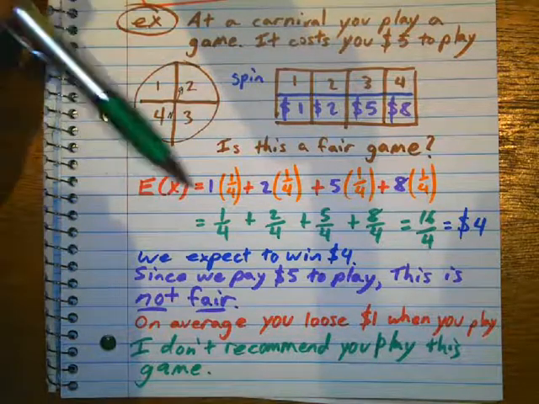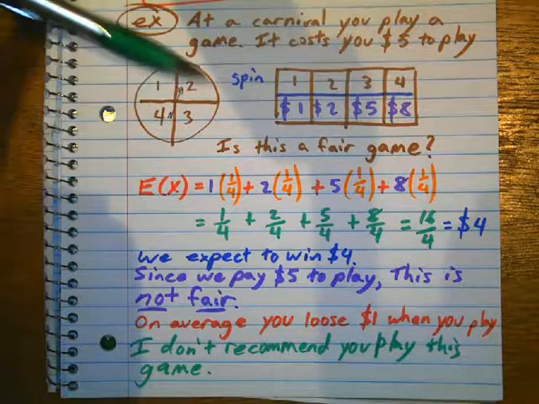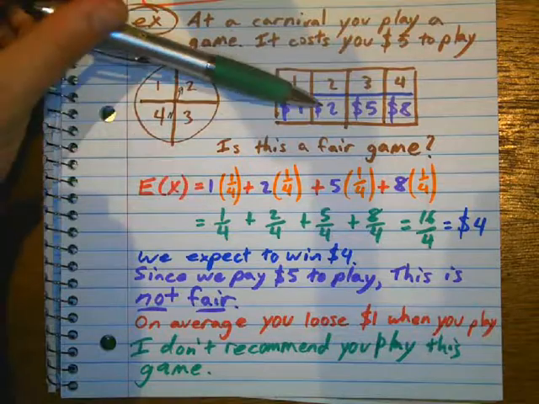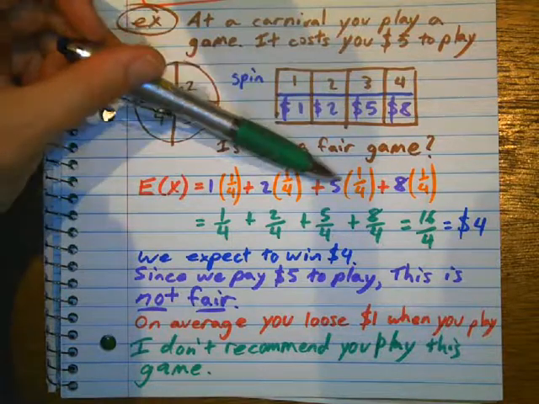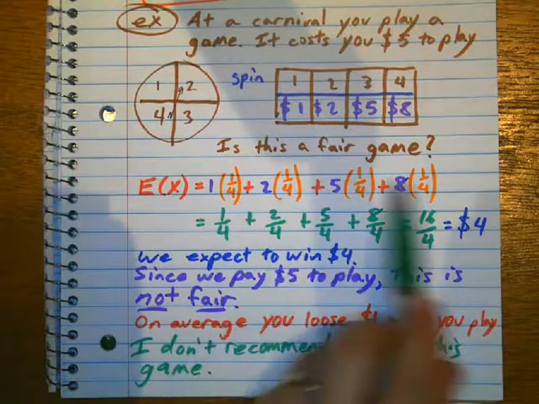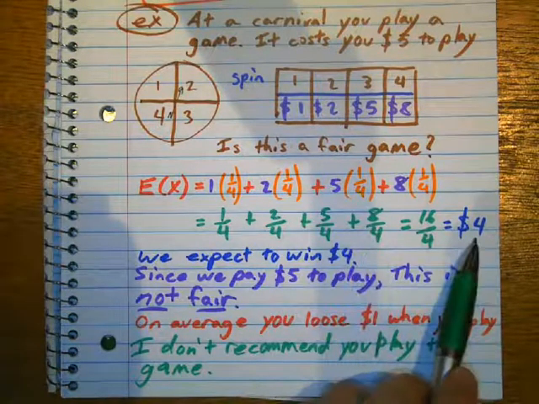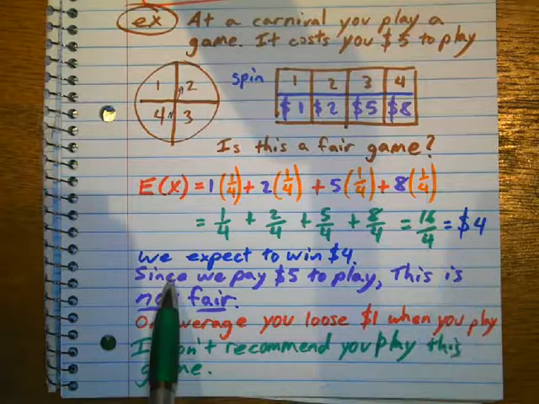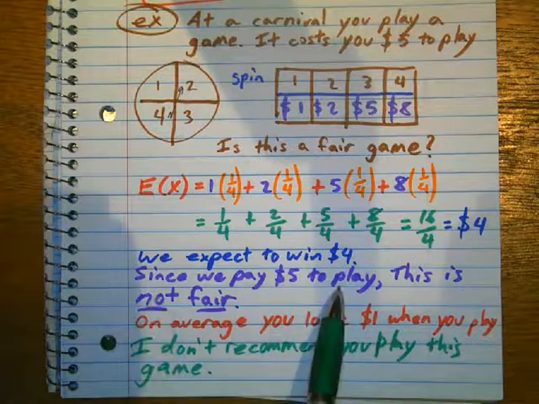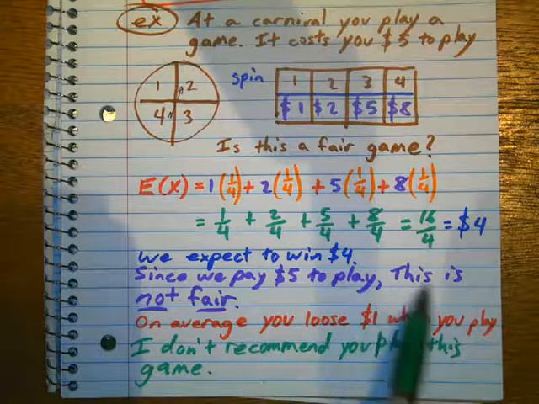So we have a fourth chance of landing in each spot, right? So 1/4 times 1, 1/4 times 2, 1/4 times 5, 1/4 times 8. Right? Multiply these together, add them all up, and we end up with $4. So we're expecting to win $4, but it costs you $5 to play. So this is not a fair game.